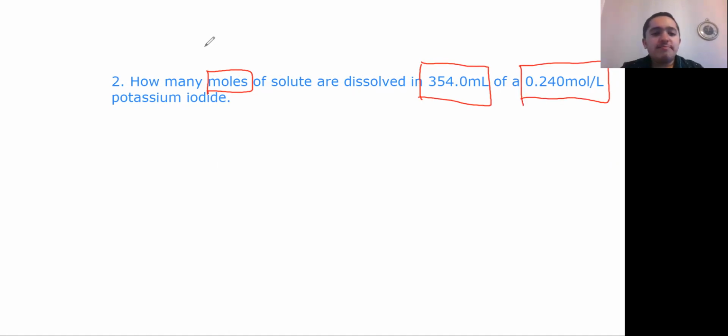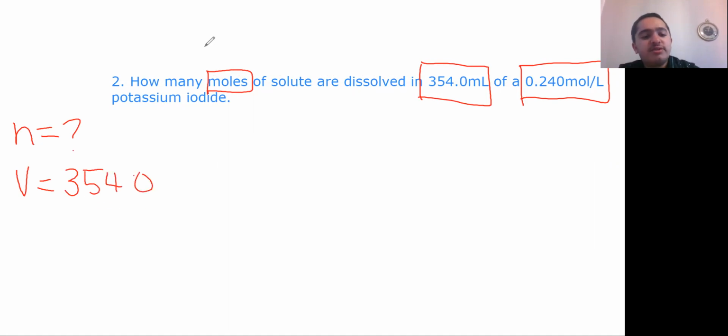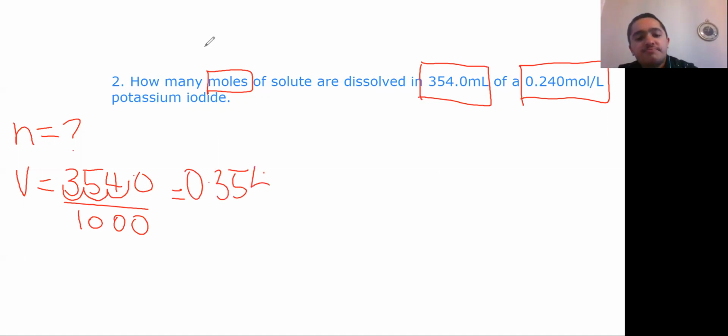So now there are again three important things you need to look at here. How many moles? So we are looking to find N. How much is N dissolved in 354 ml. So let's look at 354 ml. So we are going to look at 354.0 divided by 1000, so we are looking at 0.354. And we are looking at a concentration of 0.240 moles per liter.